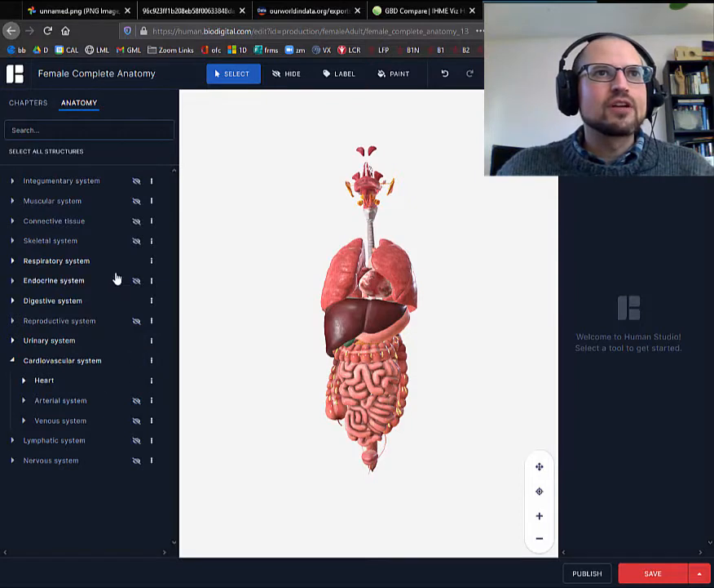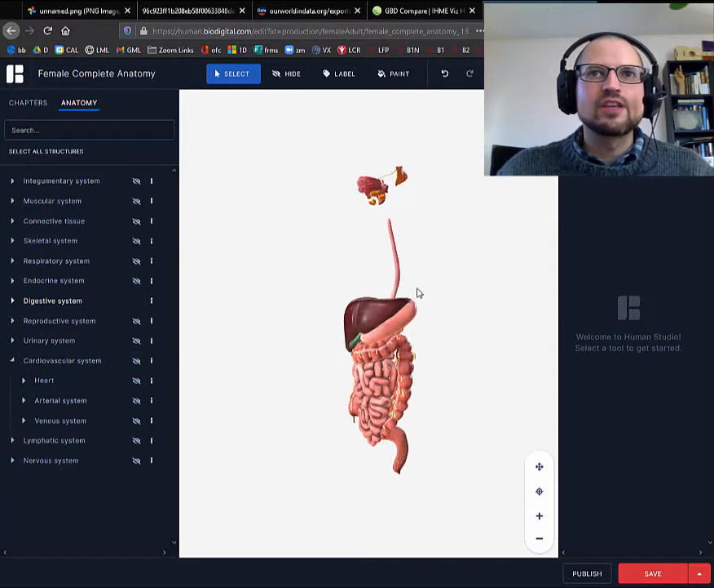So let's even get rid of a bit more of that. Let's get rid of the respiratory system. Let's get rid of the urinary system. Let's get rid of the cardiovascular system. So now we're really just looking at the organs of the digestive system.